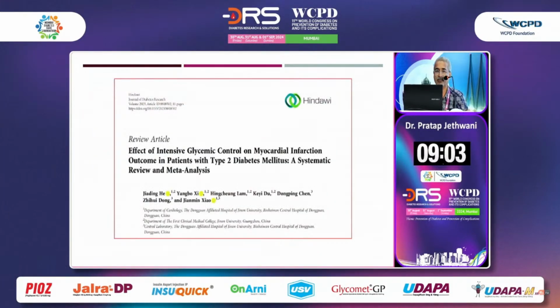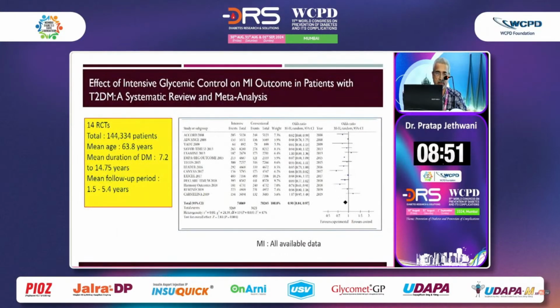This is one of the systematic review and meta-analyses published in 2022, where they tried to find out the impact of intensive glycemic control on myocardial infarction outcome and major adverse cardiovascular events. This is all the available data of 14 RCTs, around 1.5 lakh patients. Mean age is 63.8, mean duration of diabetes is 7 to 15 years, and mean follow-up period is 1.5 to 5.4 years. And there was a reduction in MI to the tune of 10% when you combine all this data and do the meta-analysis.